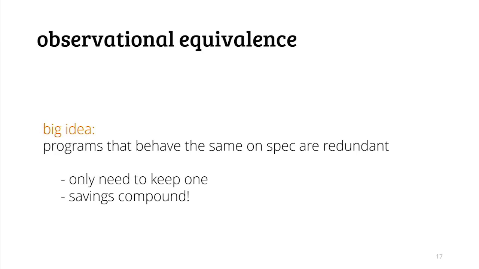Right. So because in this case, our specification was just one example, if you have more examples in your spec, you have to check if they're equivalent on all of them. And generally, the more examples you have in your spec, of course, the finer grained the equivalence classes will be, and the smaller the effect of the observational equivalence will be.